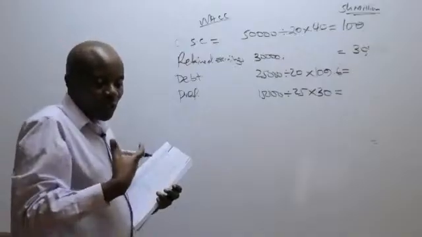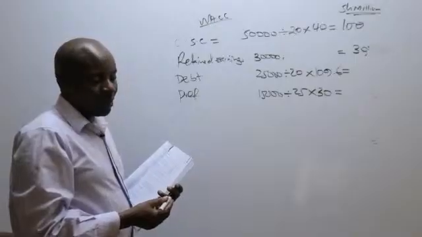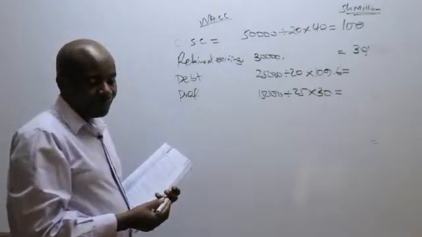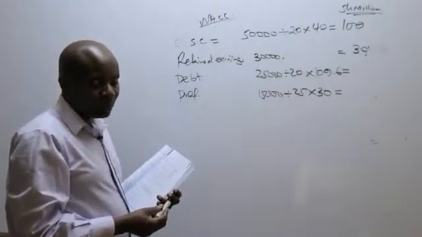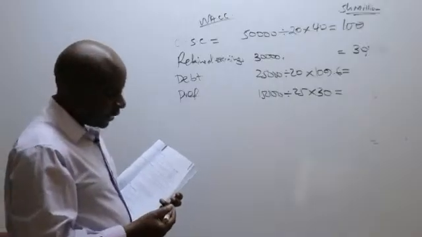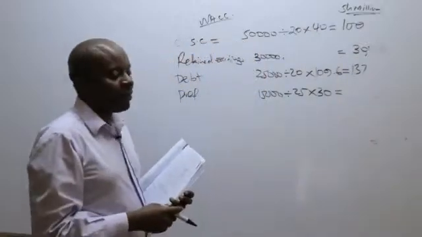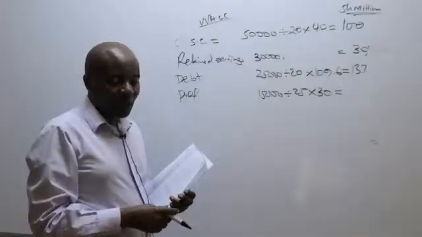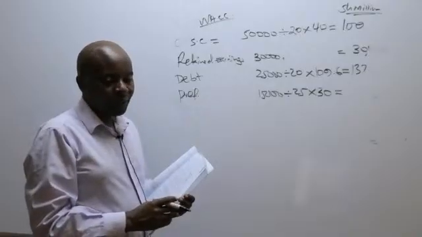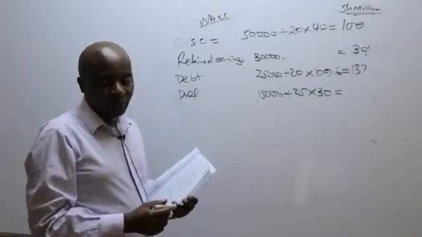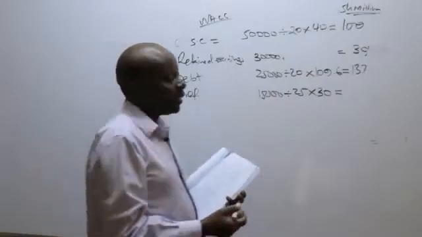Retained earnings, of course, as you are aware, there is no adjustment at all. How about debt? What do we have here under debt? 137,000. So 137. I've decided to work without the zeros. How about preference? Yes, preference 18. Thank you very much.